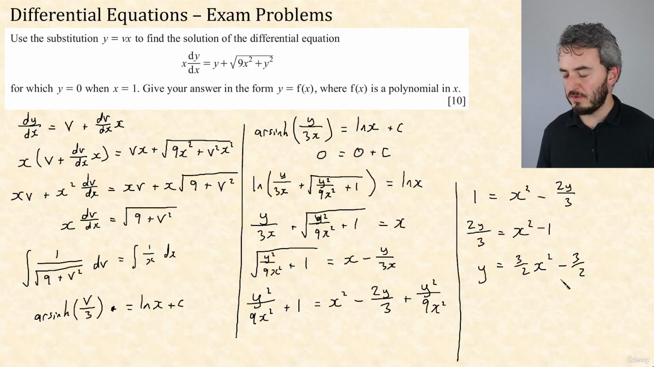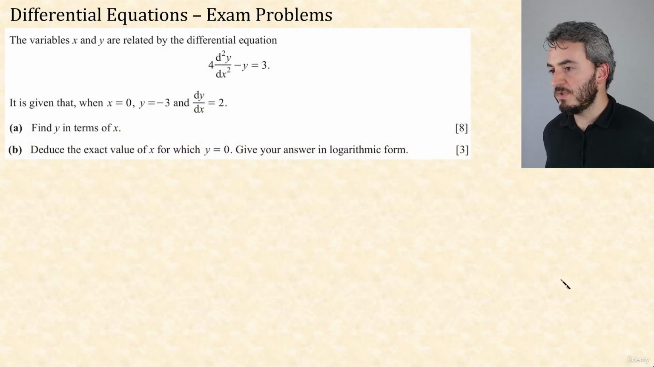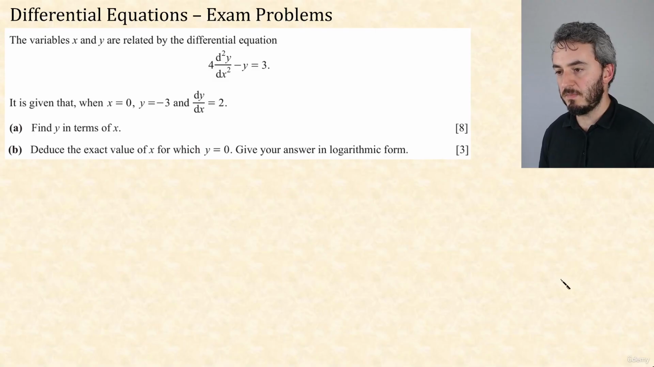All right, lots of good stuff in there. Let's have a go at another problem. All right, so the variables x and y are related by the differential equation 4 d2y by dx squared minus y equals 3. We've got some boundary conditions. Find y in terms of x.